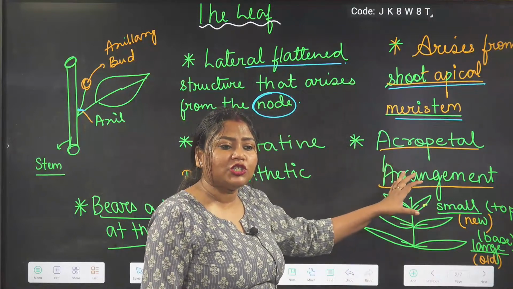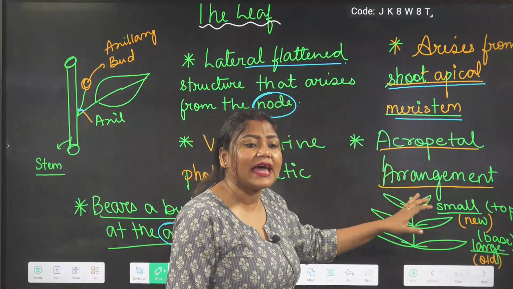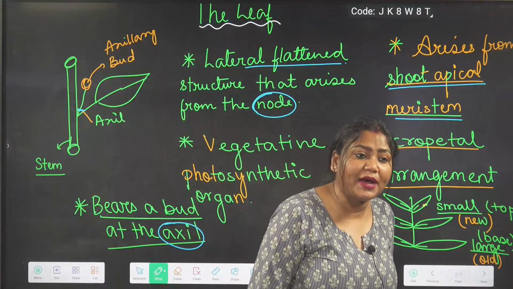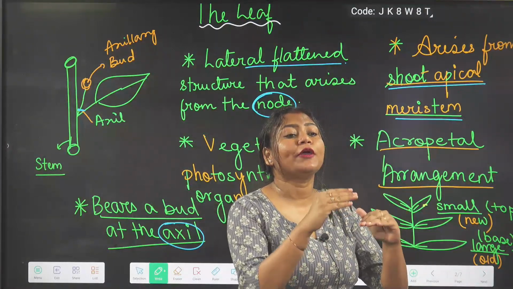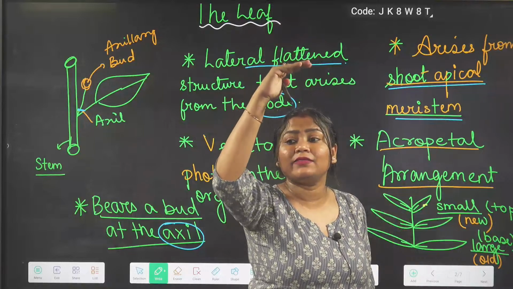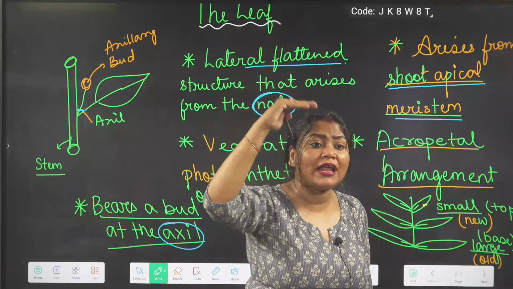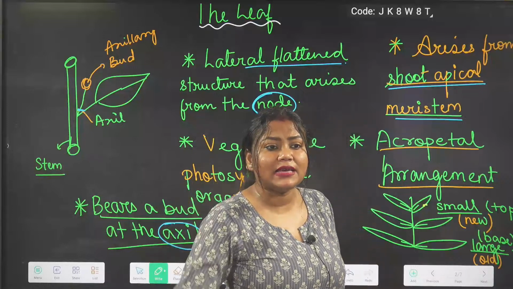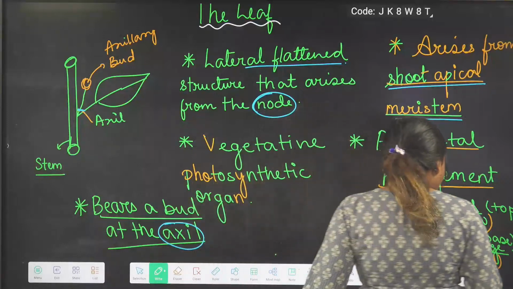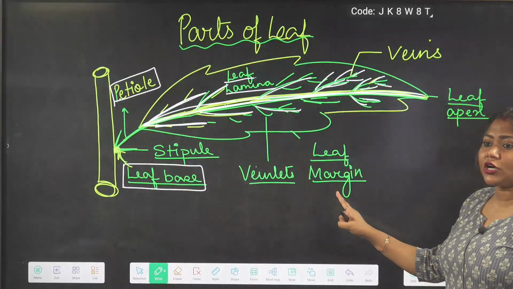Which type of arrangement does the leaf have? It has acropetal arrangement. What is acropetal arrangement? As new leaves get formed, they are added at the top. And where will the older and larger leaves go? They will go at the bottom. Am I clear? Yes or no? Okay. Next, this is the structure of the leaf.